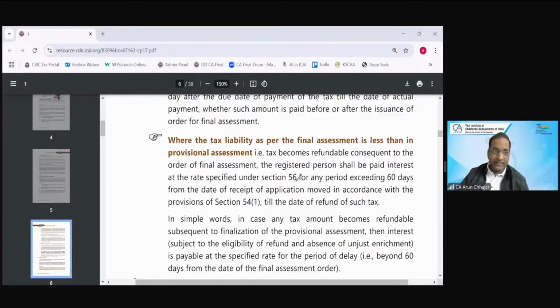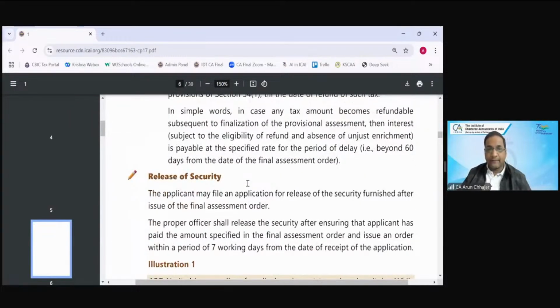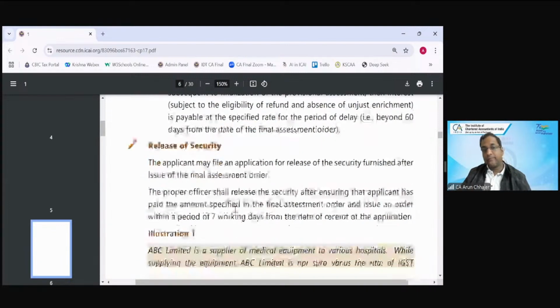So that you can refer to section 56 again. You can refer to section 56 again and you will be able to read the provision. In case any tax amount becomes refundable subsequent to the finalization of the provisional assessment, then interest is payable at the specified rate for a period of delay that is beyond 60 days from the date of the assessment order.